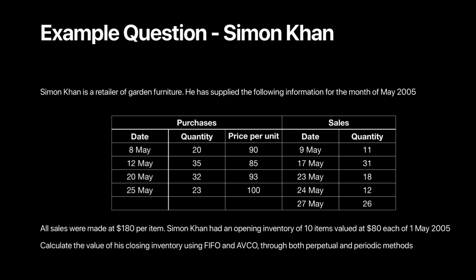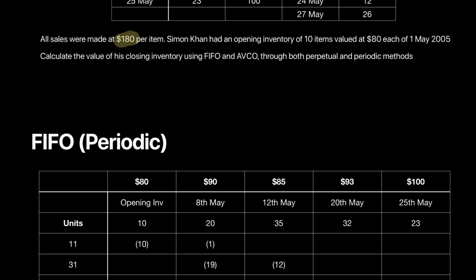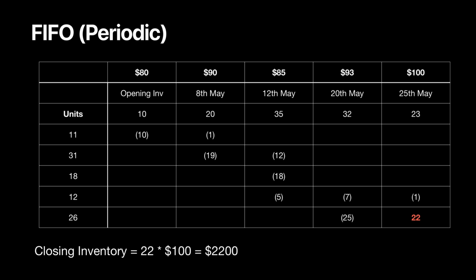Now something we should pay attention to is obviously the selling price over here. So we know that all sales are made at $180. That's the selling price per unit. So if you just have to calculate sales, just add up all your sales, multiply it by 180, and you'll arrive at your sales. For purchases, you need to know these are our purchases. So we will just add this total dollar value up, something that we did in FIFO too. Right, so we got this for FIFO periodic.